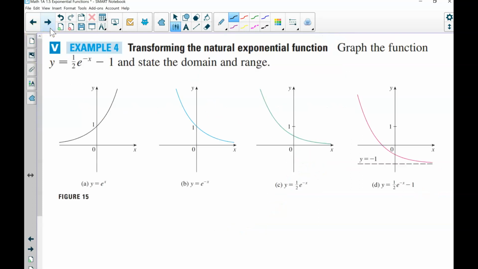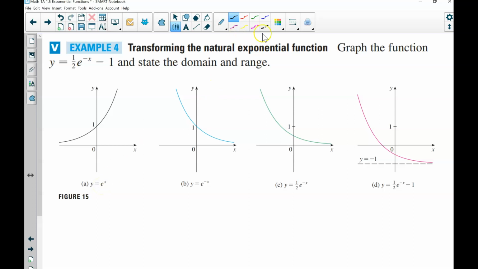Okay, let's move on to example number 4. Here we're talking about transforming the natural exponential function. We want to graph the function y equals 1/2 e to the negative x minus 1 and then state the domain and the range. So we start with the graph of y equals e to the x, which is in figure 15. Again, that is the basic exponential function of base e.